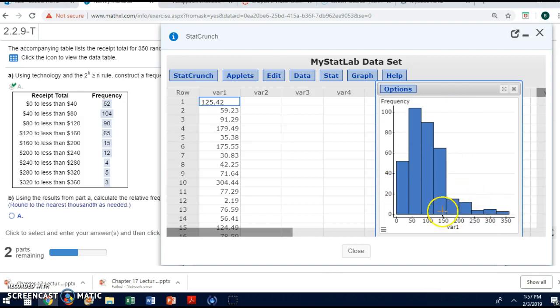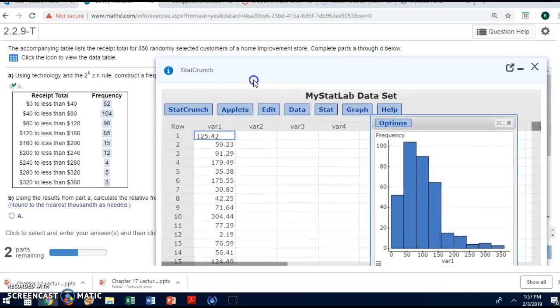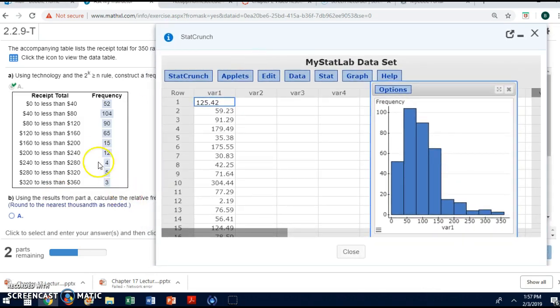So it's a neat way. A histogram is just a graph that shows the actual frequencies. So this is an easy way to do one where you have a lot of numbers. I hope that this will help you with 2.2.9 and other problems as well.